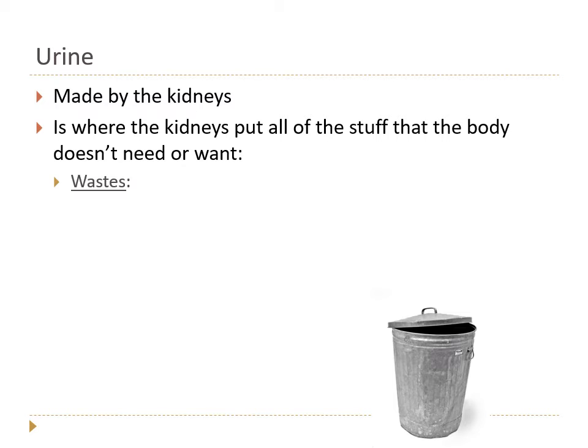So the first category of things that we're going to want to excrete or get rid of are wastes, right? Garbage stuff that we don't want in our body. So urea is in urine. You notice the similarity there. And that's a waste product of amino acid metabolism.